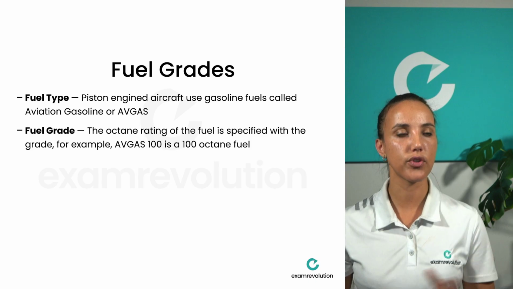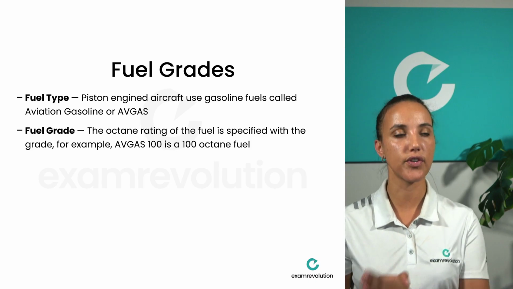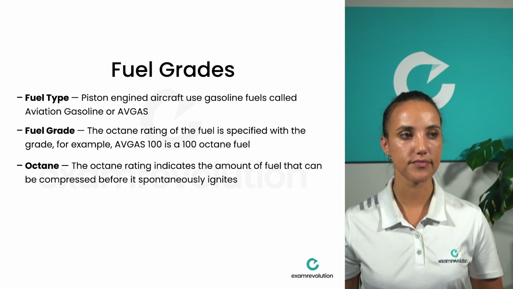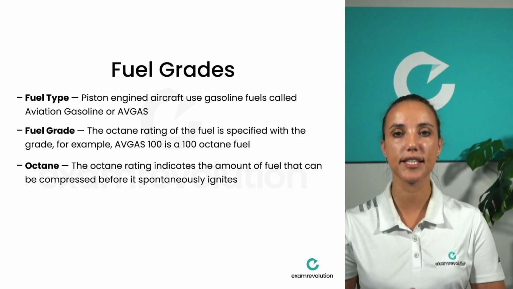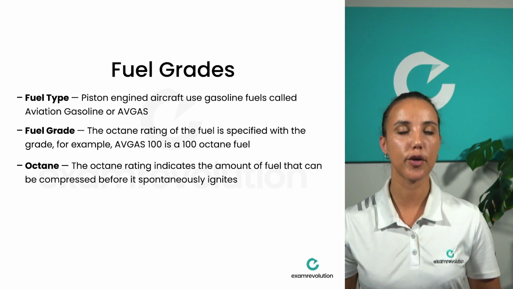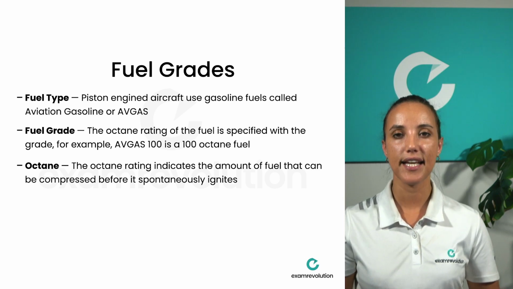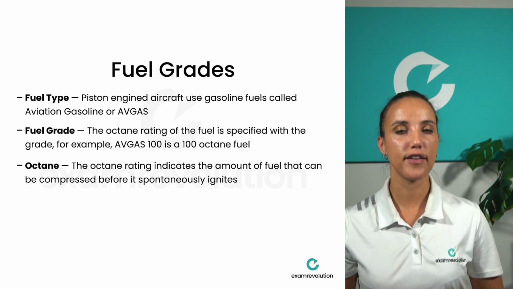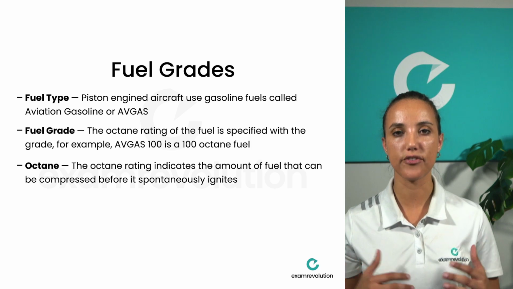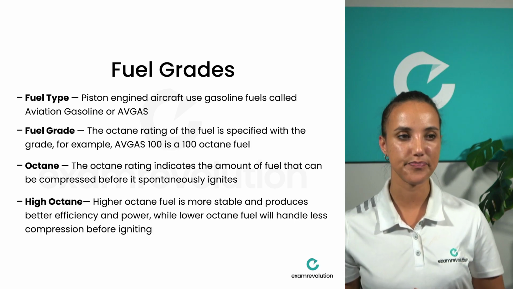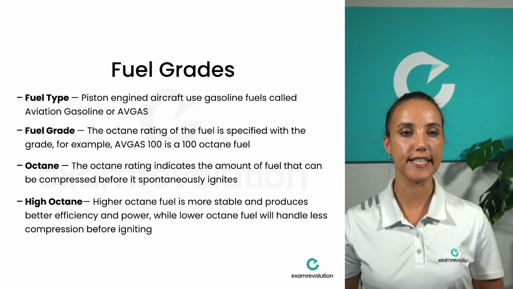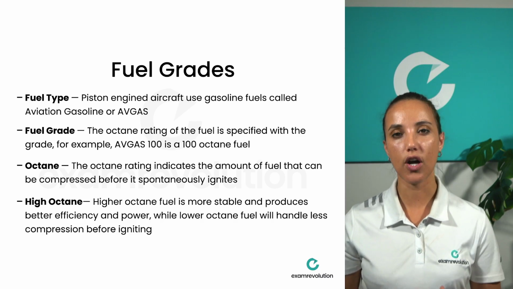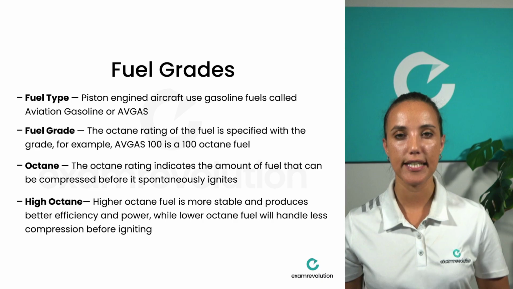Now, the octane rating of the fuel is specified with the grade. For example, avgas 100 is 100 octane fuel. Octane rating simply indicates the amount of compression the fuel can take before it spontaneously ignites. We want quite high compression because that means more power, so you want a fuel with a higher octane rating so you can get more power from your engine. A higher octane rating is more stable and produces better efficiency and power, while a lower octane fuel will handle less compression before igniting.